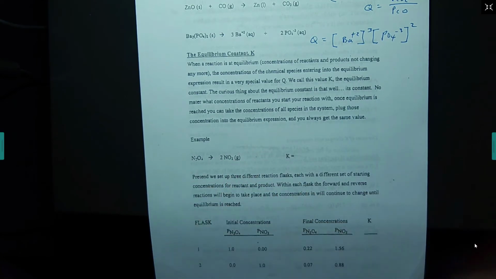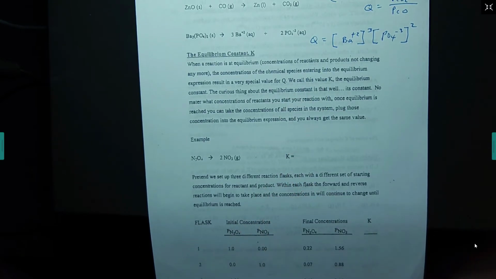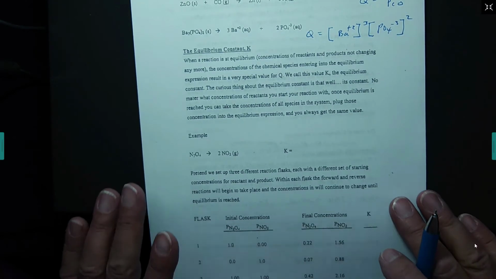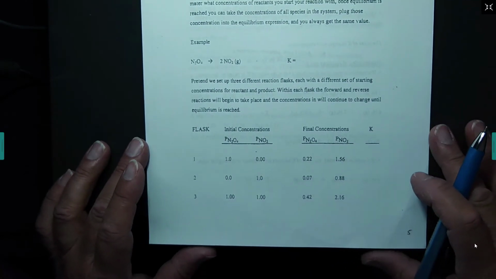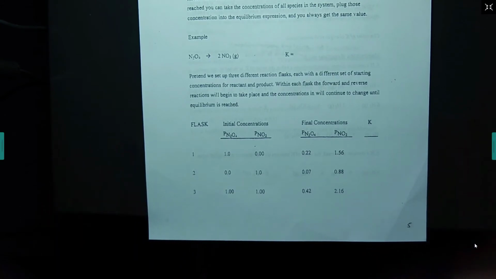So when those concentrations are no longer changing, you are at equilibrium, and at that point the reaction quotient Q is equal to K. Quick example of the importance of the equilibrium constant. It's kind of hard to wrap your brain around sometimes, and it's not immediately obvious how they ever figured this out, but let's look at a simple reaction.